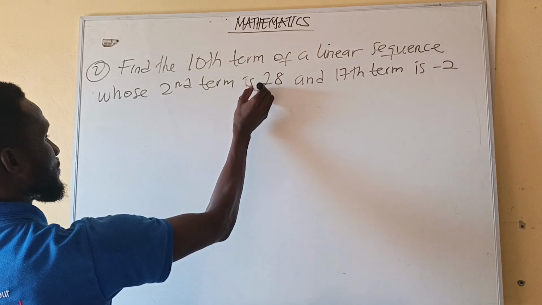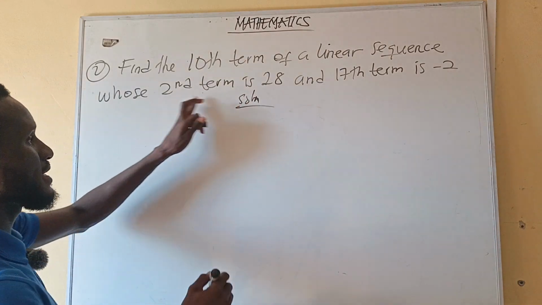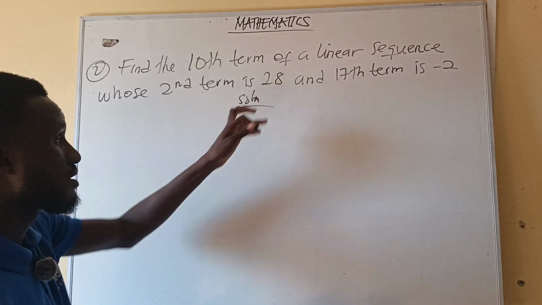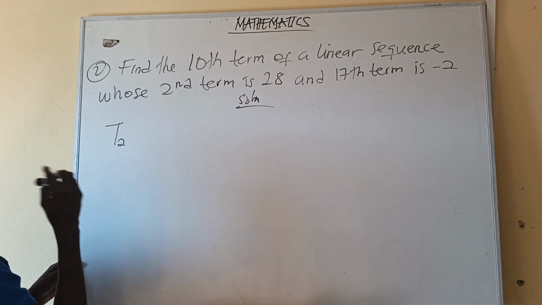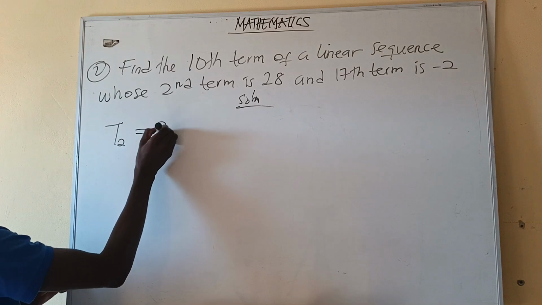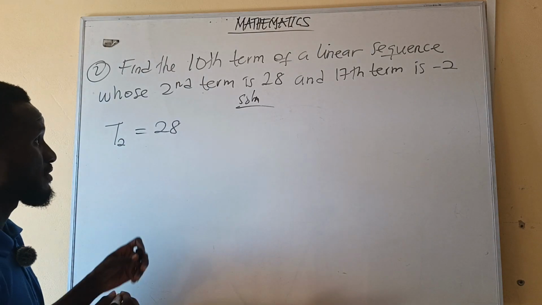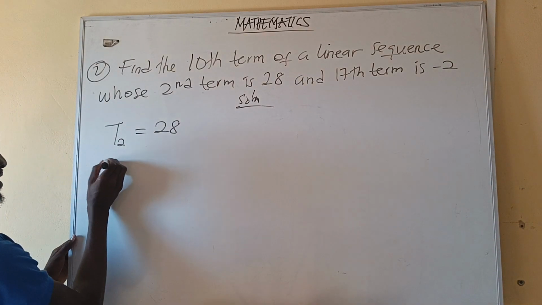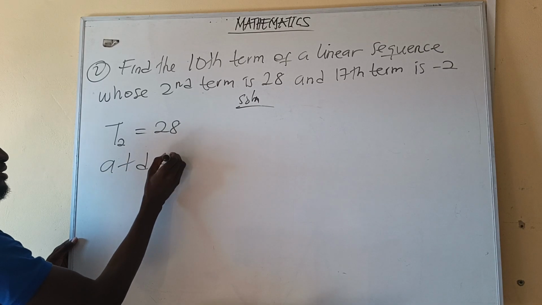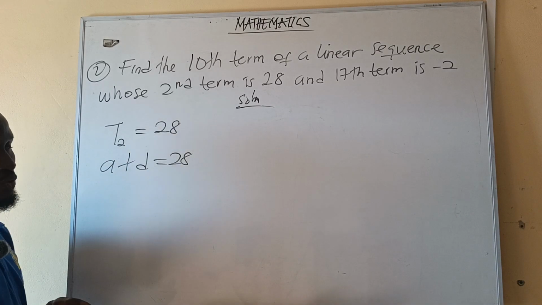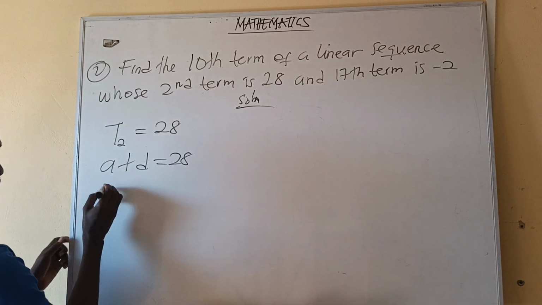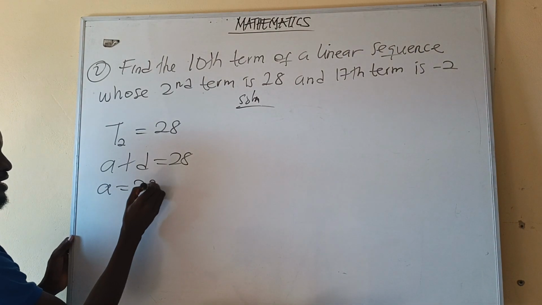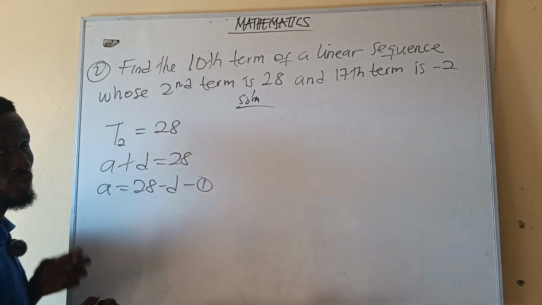Now, if you look at this particular question, the second term is 28. Don't forget that the second term has a formula that is a plus d. So a plus d is equal to 28. At this point, I can make a the subject, so a is equal to 28 minus d. This is equation 1.